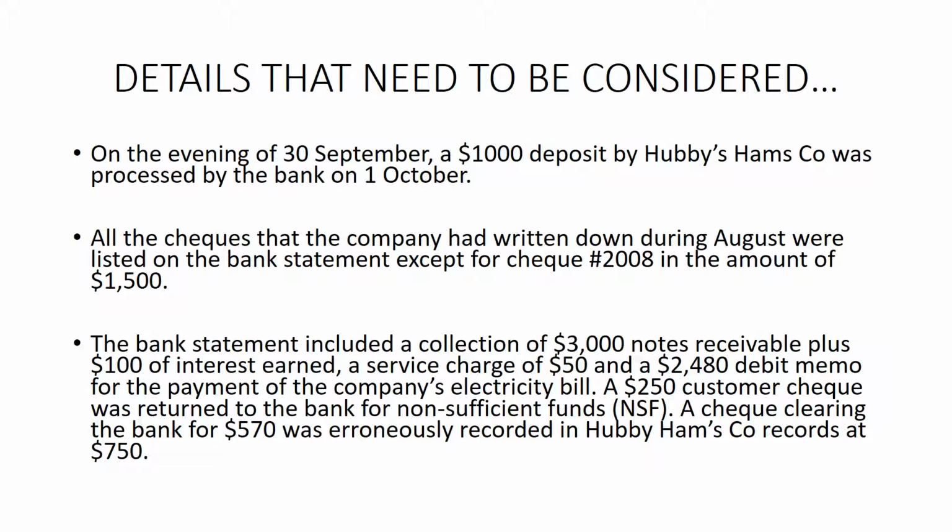We have notes receivable of $3,000 with interest earned of $100 and also a service charge of $50. There's a debit memo for $2,480. An insufficient fund amount of $250, and lastly there was a $570 which was erroneously recorded in Hubby Hams Co. at $750, so the difference of that is $180.